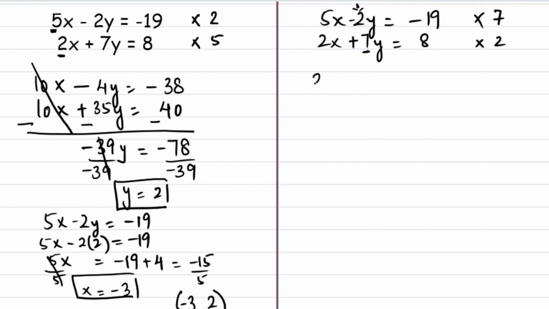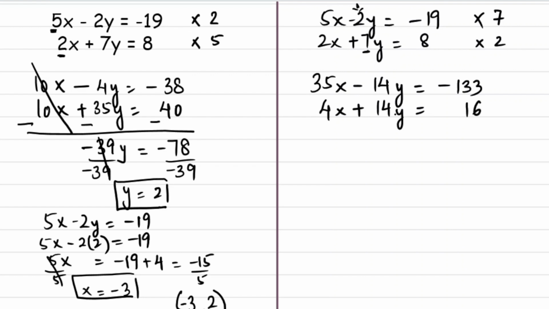So 7 times 5 is 35x, minus 7 times 2 is 14y, equals minus 19 times 7, which is minus 133. 2 times 2 is 4x plus 2 times 7y is 14y equals 2 times 8 is 16.